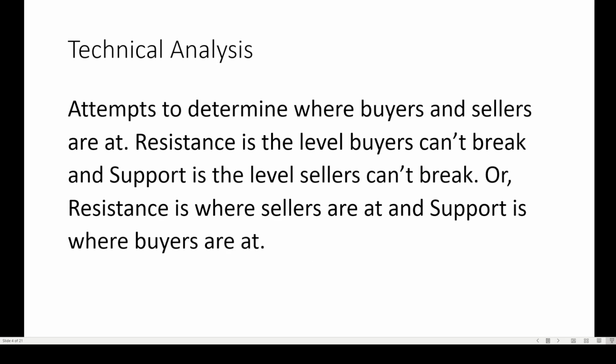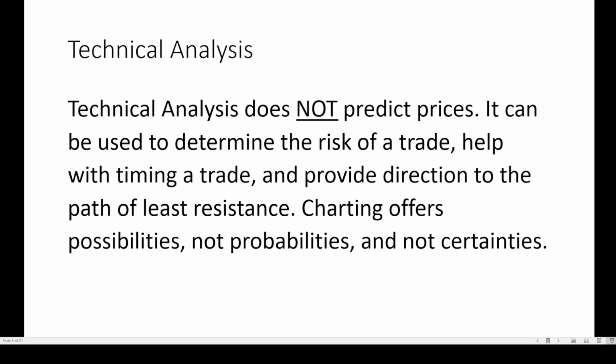Technical analysis attempts to determine where buyers and sellers are at. Resistance is a level buyers can't break, and support is a level sellers can't break, or rather, resistance is where sellers are at, and support is where buyers are at. Technical analysis does not predict prices. It can be used to determine the risk of a trade, help with timing a trade, and provide direction to the path of least resistance. Charting offers possibilities, not probabilities, and not certainties.